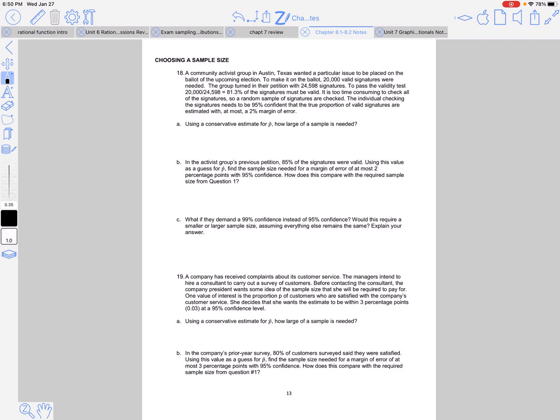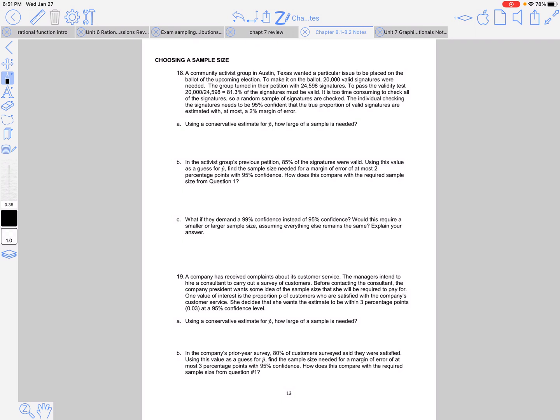So let's go back up to 18 and read through that and see what's going on. There's this group that wants an issue to be placed on the ballot, and it requires 20,000 valid signatures in order for that to happen. And so this group turned in their petition. They had more than enough, 24,598. But in order to pass the validity test, it had to have 20,000.